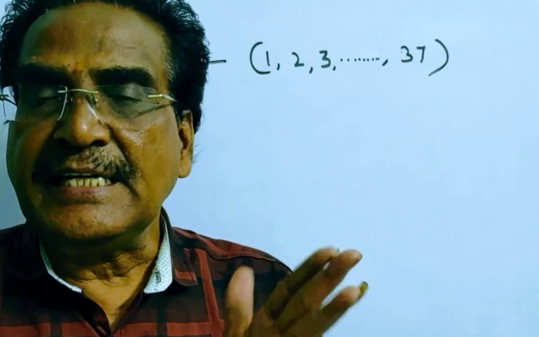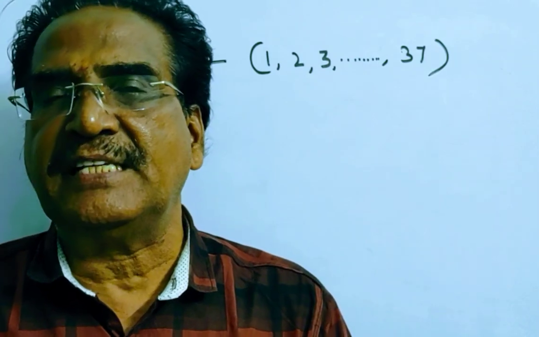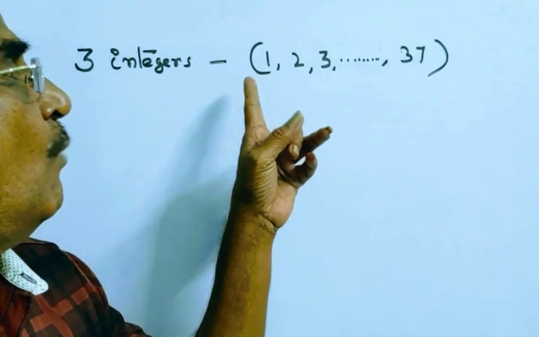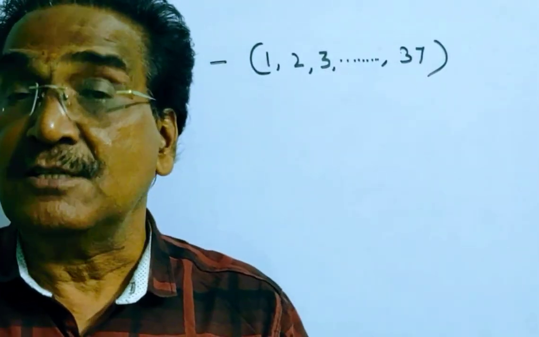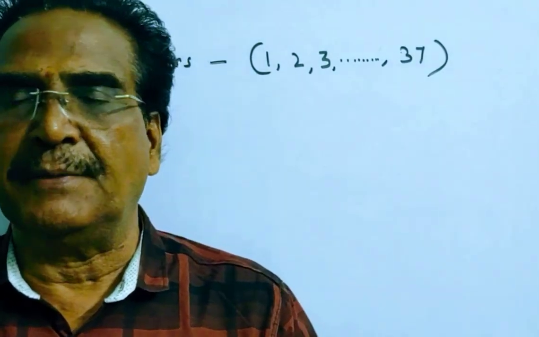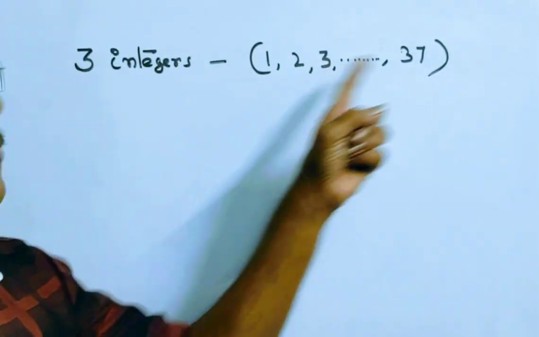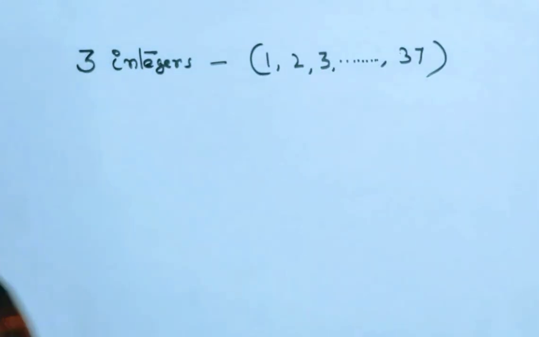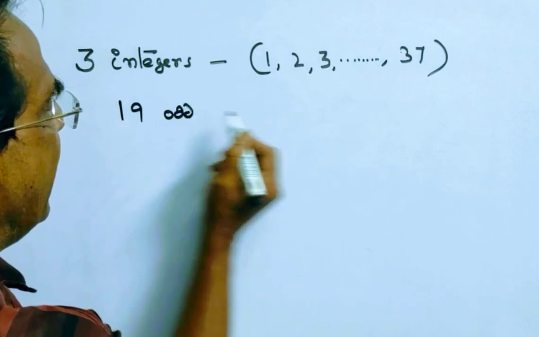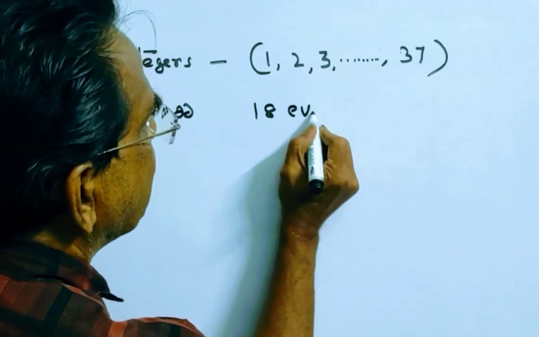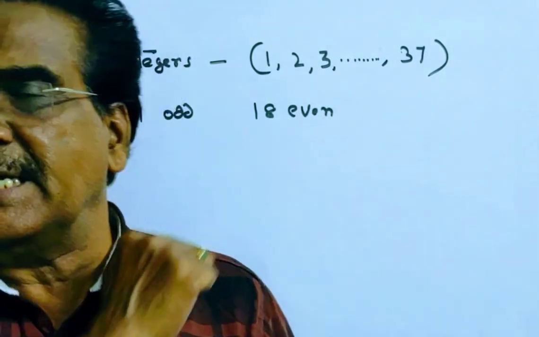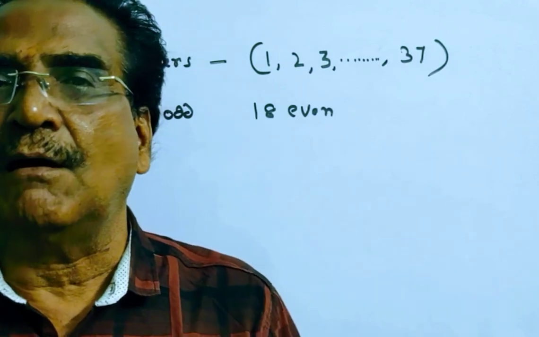See friends, in how many ways can three integers be selected from a set 1 to 37 such that the sum of the three integers is an odd number? Friends, 1 to 37 means there will be 19 odd numbers and 18 even numbers. Now we have to select three integers such that the sum is an odd number.